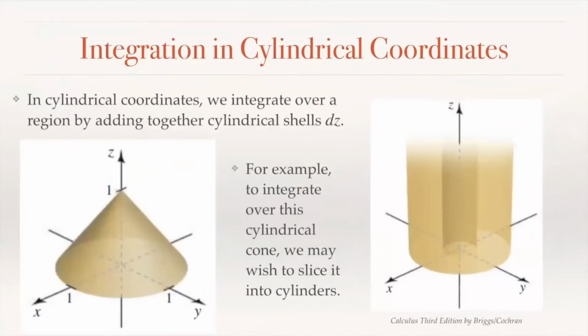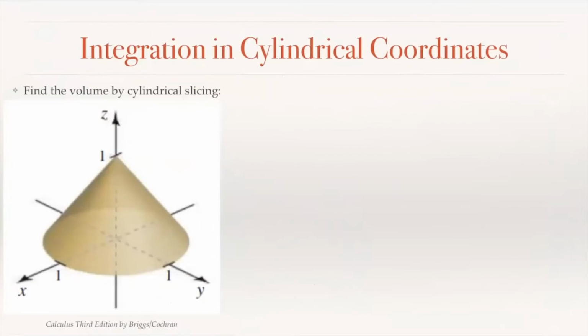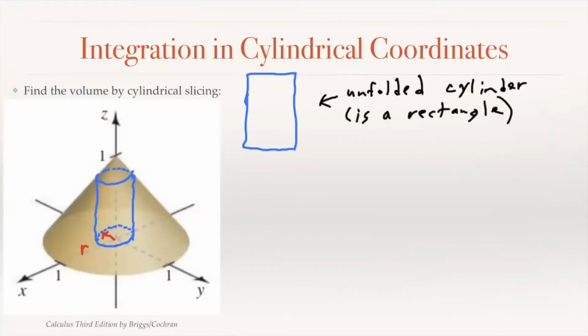So let's begin with a more conceptual example of finding the volume of this cone. So we can slice it into cylinders. The picture would look like this. So we can slice it into cylinders like this for various radii r.